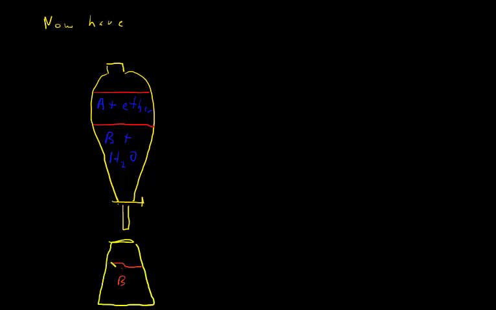Then you switch flasks, open up the stopcock again, and drain the top layer into another flask, giving us our organic solution of A, which can be easily vaporized to leave pure A behind. So that's the basic idea behind liquid-liquid extractions and the use of a separatory funnel.